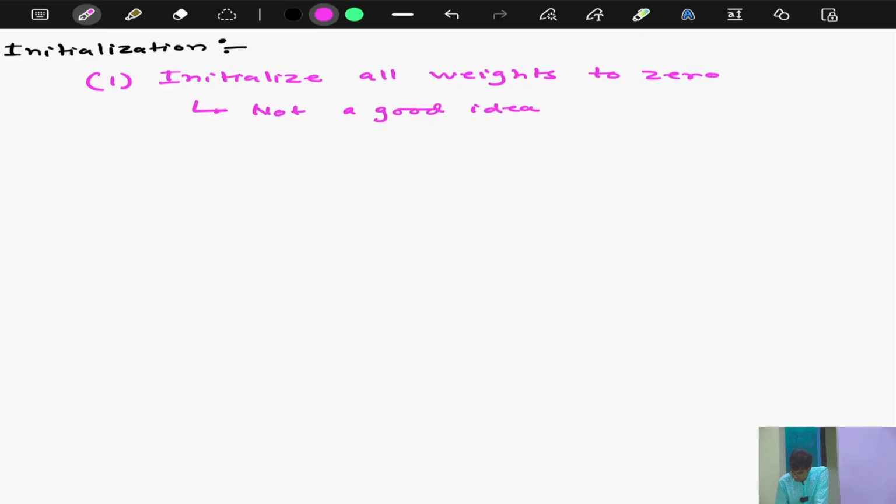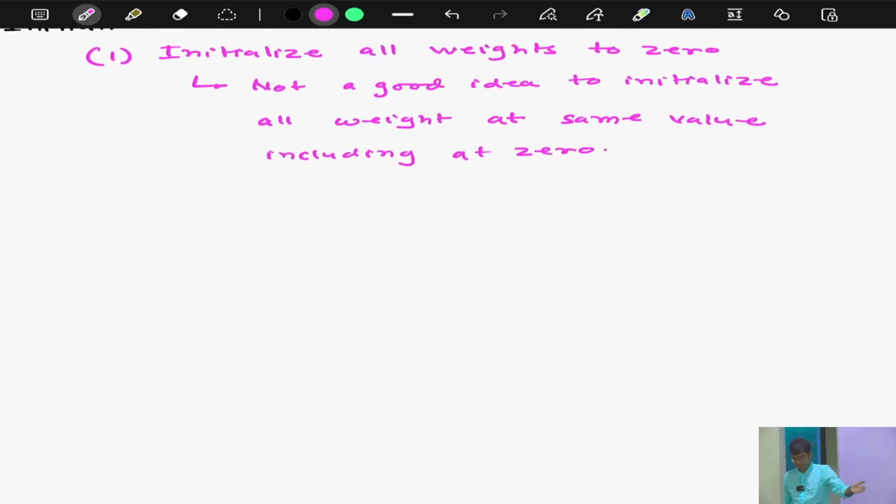In fact, to initialize all weights at same value, including at 0. So it is not a good idea, as correctly pointed out, to initialize all weights at same value, including initializing all weights at 0.